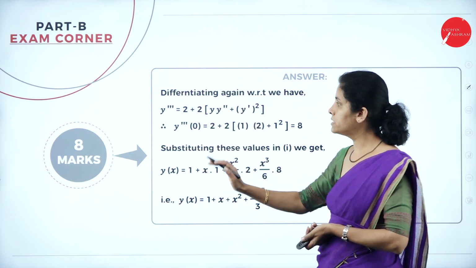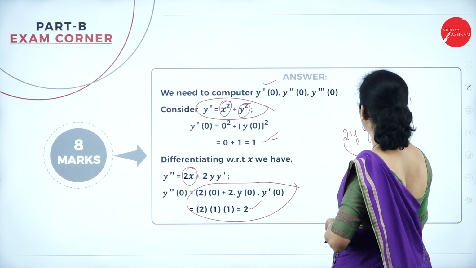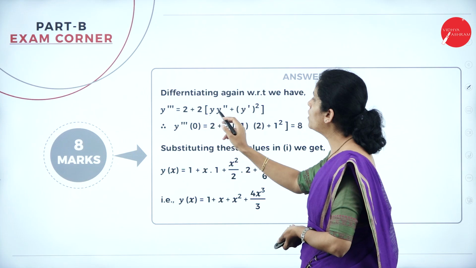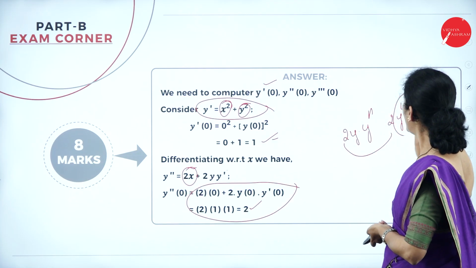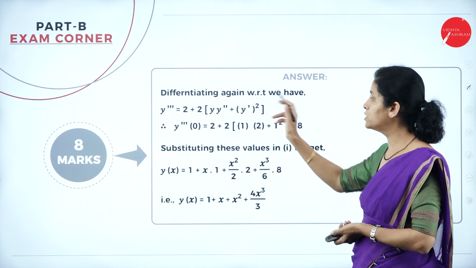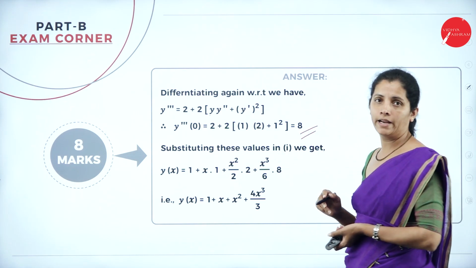I'll take 2 outside. I'll take what is common here. 2 is common, so I'll take 2 outside. In y double dash plus, y dash is present twice, so I'll write y dash square. And when I substitute the value, I got the answer 8.